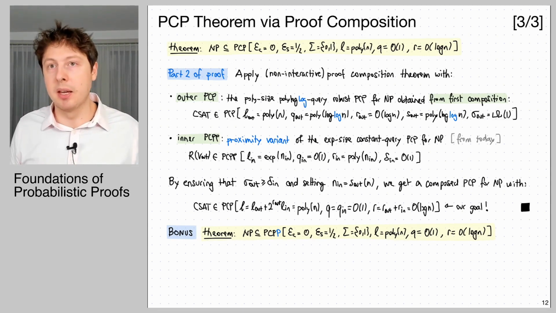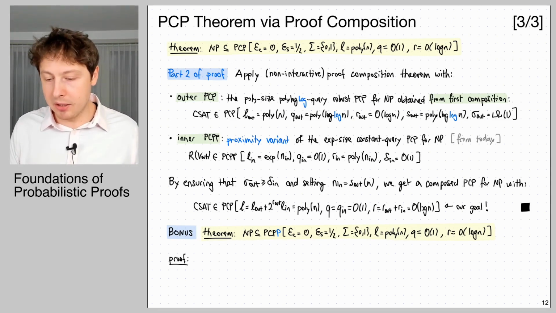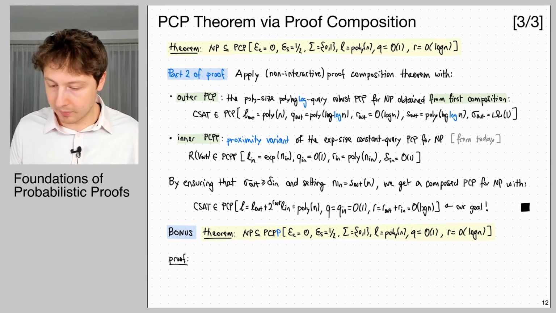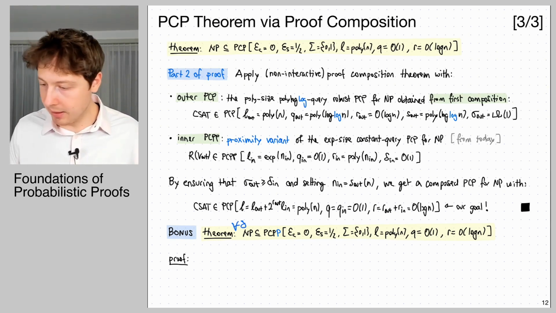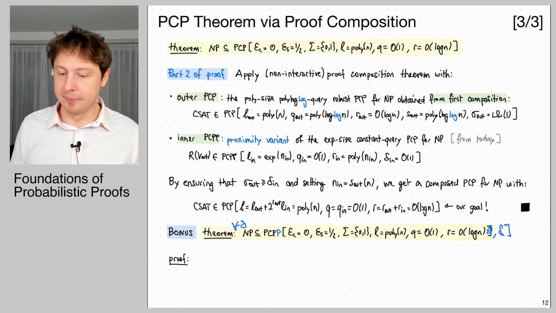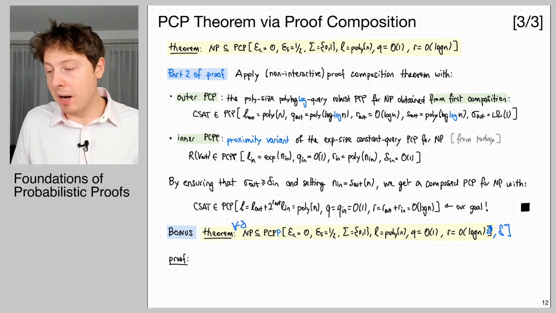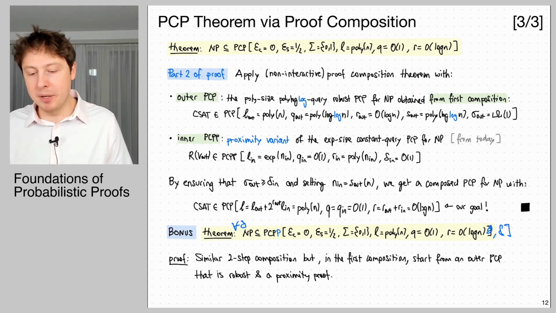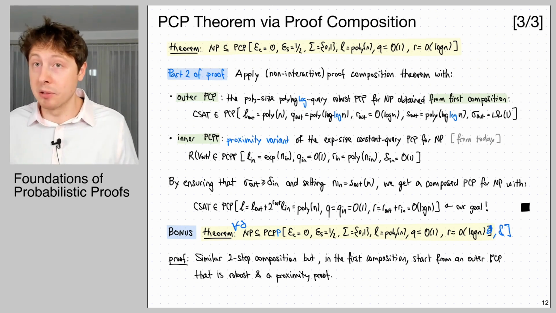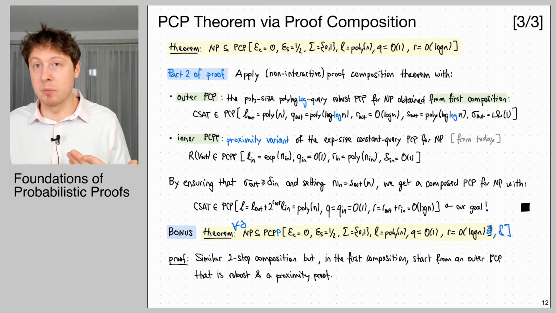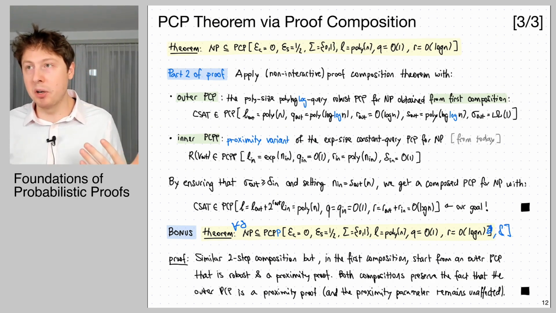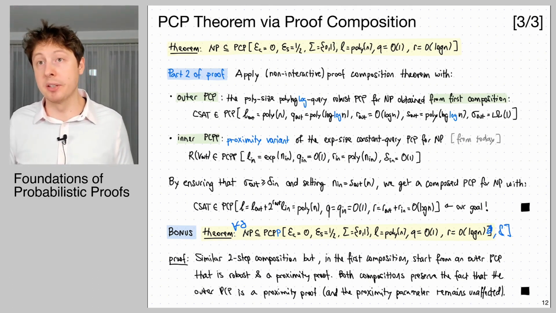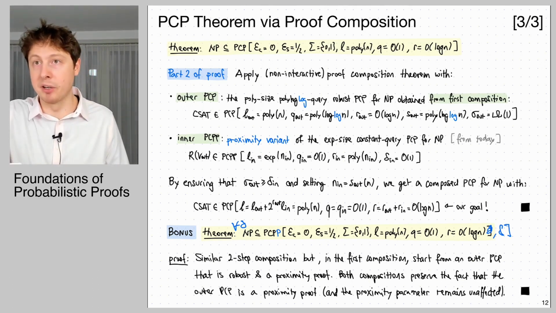As a bonus, you can also construct PCPs of proximity in the same regime. Okay? As a bonus, you can also get this as well because we could do the similar two-step composition, but we start from the outer PCP that is robust and a proximity proof, which guess what? We already have it because we were using it as the inner for the first composition. And both compositions will preserve the outer's proximity. And so we end up with a PCP of proximity with polynomial size and constant query complexity. Okay, that was basically for free.